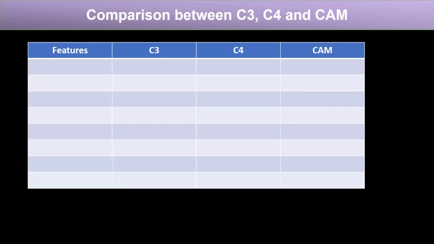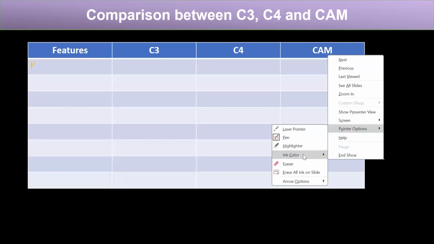Now let's see what are the differences or comparison between C3, C4 and CAM cycle. The first feature on the basis of which we can differentiate is Kranz anatomy. So the first feature is Kranz anatomy.